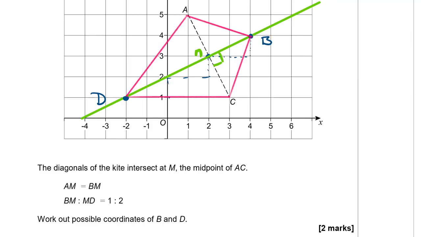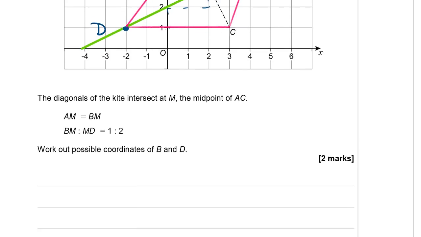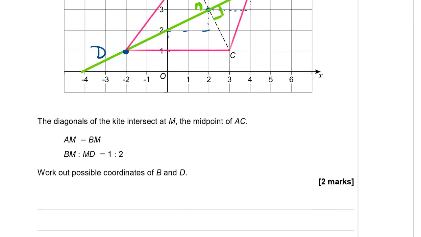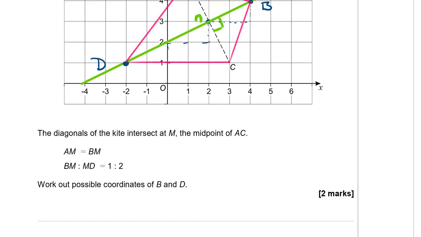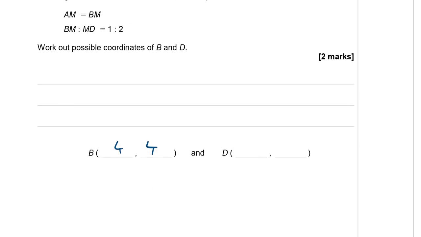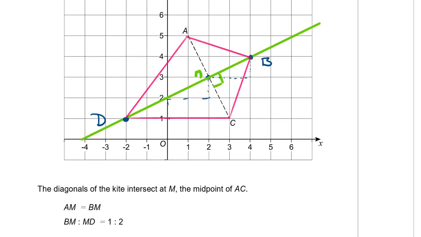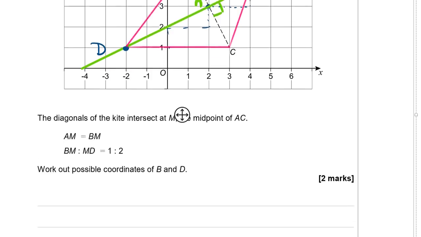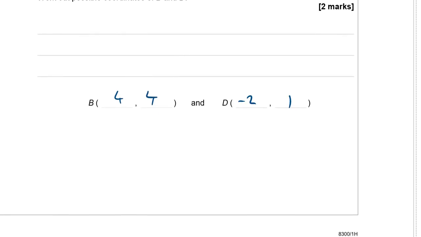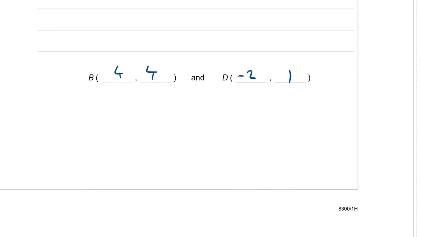So work out possible coordinates of B and D. B is the coordinate (4, 4). And D is the coordinate (-2, 1). Now, there are actually lots of different possible kites that you could draw. You could have B further up the line and D further down the line, or the other way around. But that is one solution, and that's all we required.